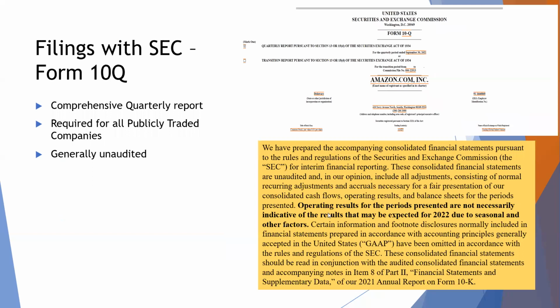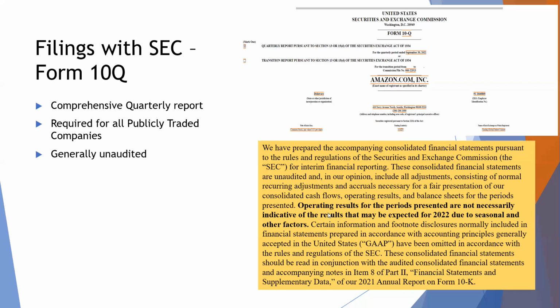Now, the 10Q is a quarterly report, and it's pretty comprehensive, and it's required for all publicly traded companies. So every quarter, you have to do your quarterly report of financial results, and it's generally unaudited. It's rarely audited unless there is something that's going to go on, perhaps in the third quarter, that may be significant, where the company self decided on their own to go ahead and get that audited.